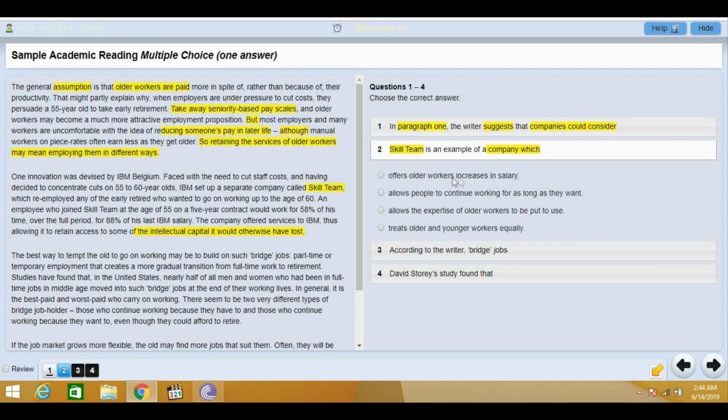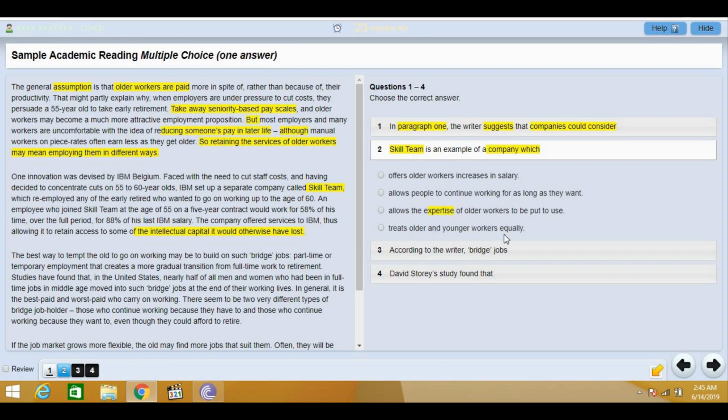Then, offers older workers increased salary. There is no mention of an increase in salary. Allows people to continue working for as long as it can be, because it says that only up to 55 years old. Allows expertise of older workers to be put to use. Actually, there is the word expertise of older people. Here it's similar to this intellectual capital. Yeah, so I find it quite similar with this.